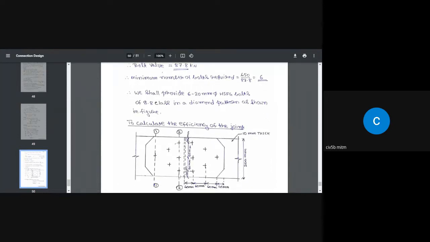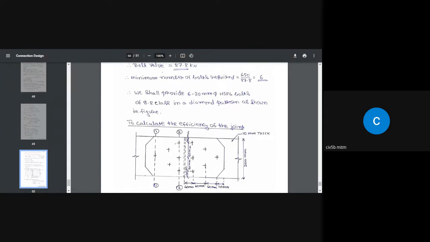So this is the way I have provided. Is it clear to you? So 6 bolts: 3 here, 2 here, and 1 here. Similarly, on the other side, again 6 bolts: 3 here, 2 here, and 1 here. And provide proper transverse pitch and proper longitudinal pitch, the end distance and the edge distance, as per the codal recommendation.